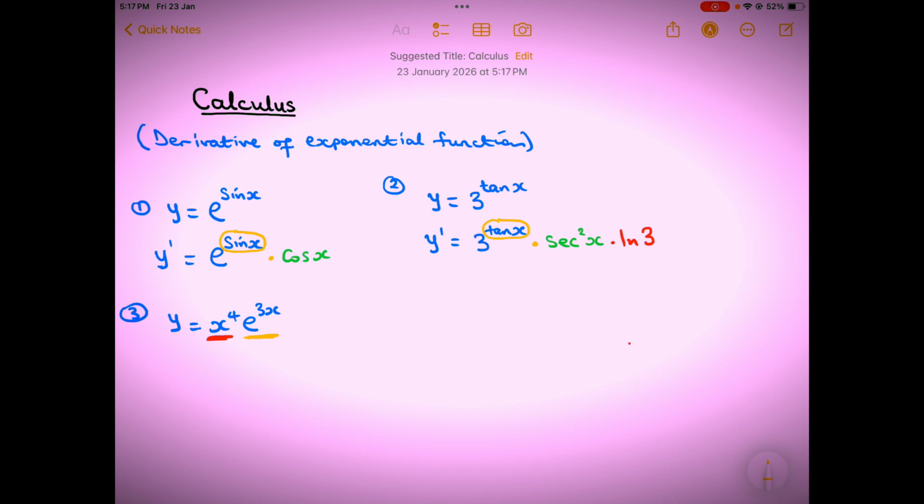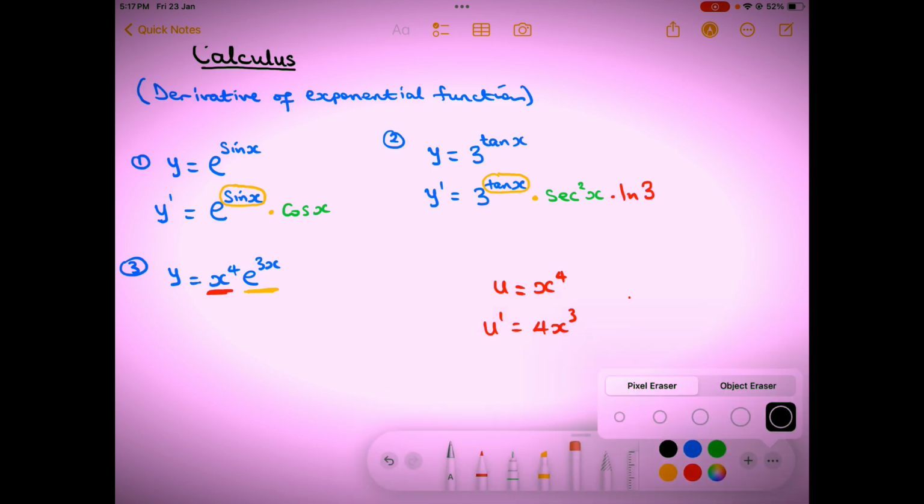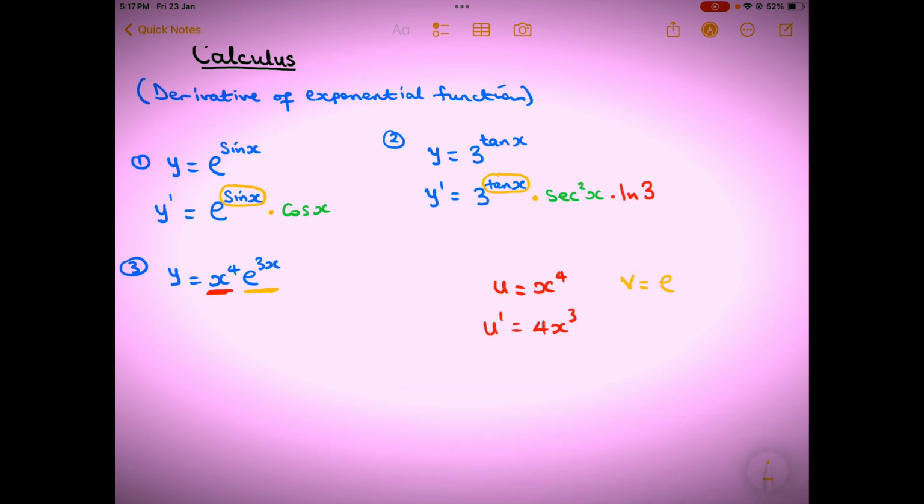Now let's check something here. I am representing the first function as u, so let u equal the first function, x to the power of 4, so u prime in this case is going to be 4x cubed, right? Then let me represent the second function with v, so v is equal to e to the power of 3x. With the second function v, it is an exponential, so my v prime is going to be e to the power of 3x. You write it as it is, and you are not done.